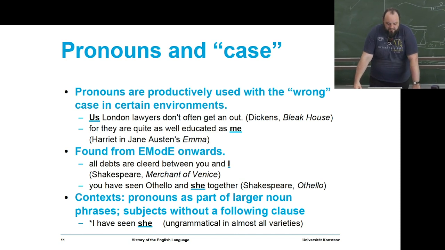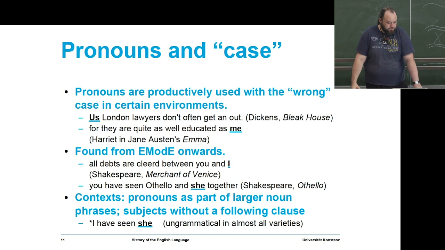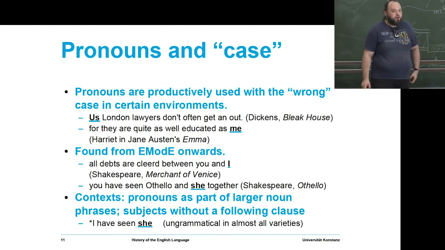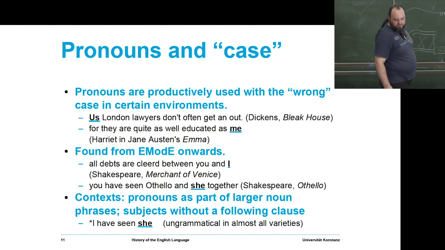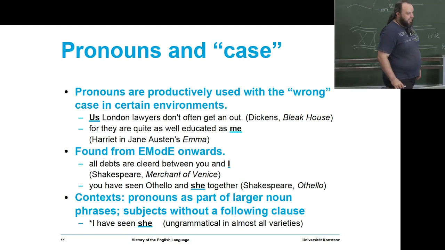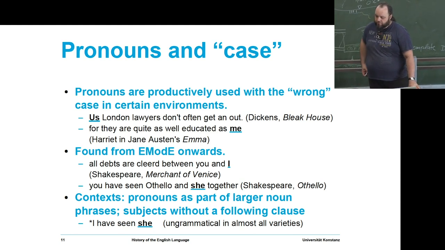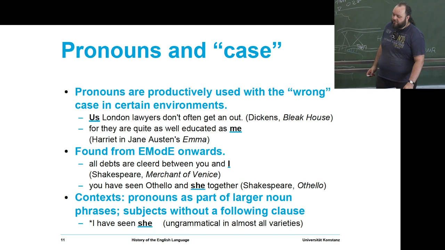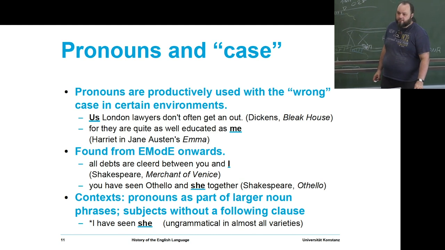Then you've got an ellipsis case, Harriet in Jane Austen's Emma. "They are quite as well educated as me." And here, this should prescriptively be, "they are quite as well educated as I." And in this case, because Jane Austen's smart and Dickens also is smart, these guys probably know that this is a somewhat stigmatized feature. Nevertheless, it's actually found very systematically throughout the history of English. Even in Shakespeare, you get examples like in Merchant of Venice, "all debts are clear between you and I."